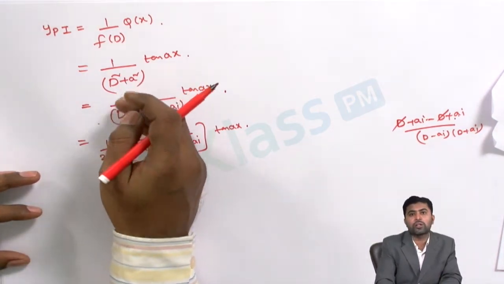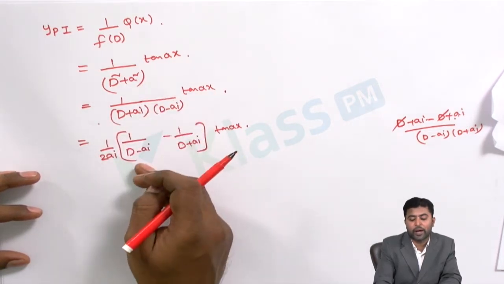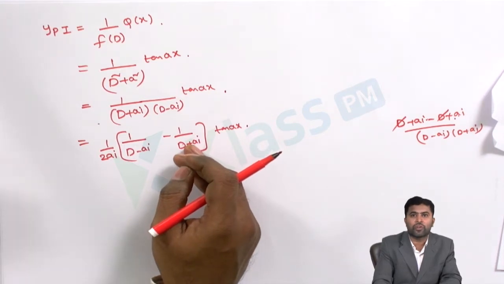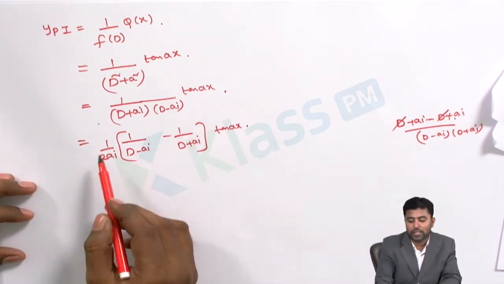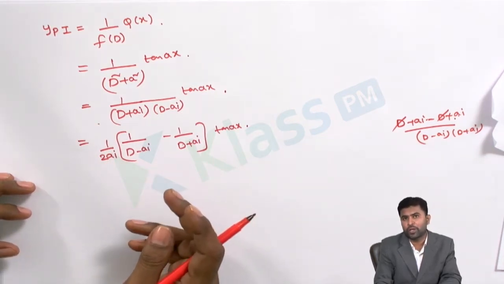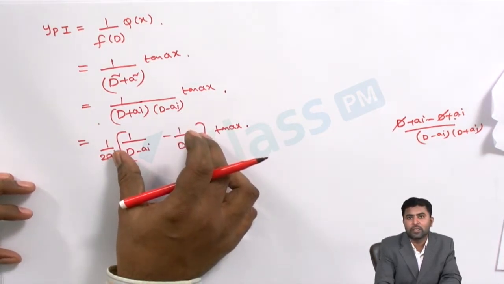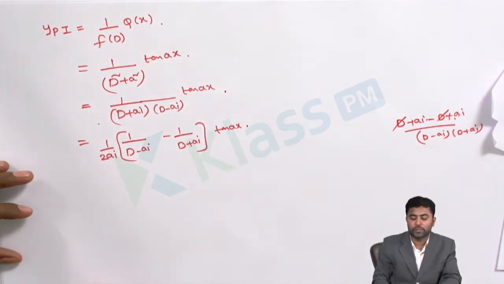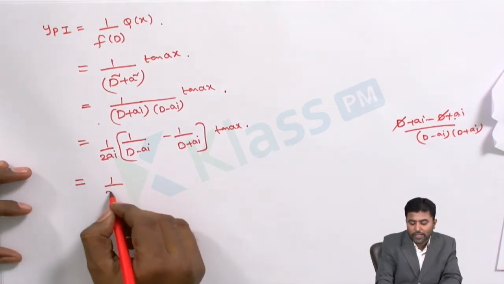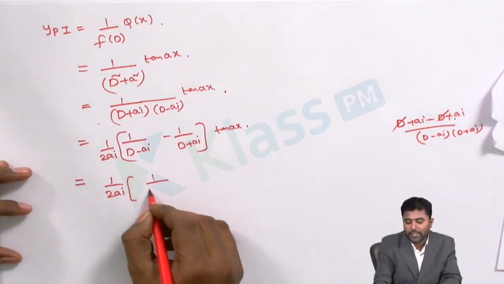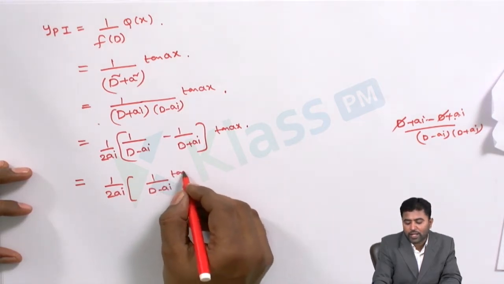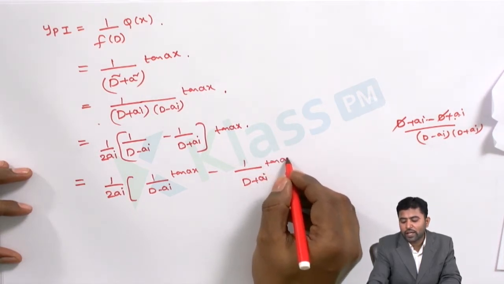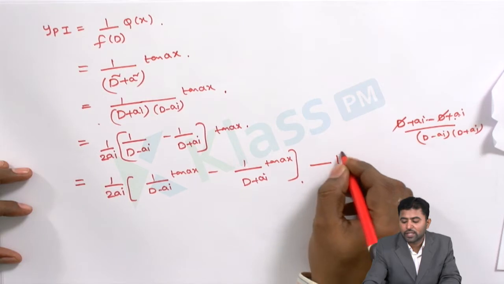Or else, you can also apply partial fractions. You can write A by D plus ai plus B by D minus ai, and you can find the values of A and B, which you will get as 1 by 2ai and minus 1 by 2ai. So this is the direct method or the shortcut for separating these two terms in this way. Then I can write this as 1 by 2ai, 1 by D minus ai into tan ax minus 1 by D plus ai into tan ax. I'll write this as equation 1.